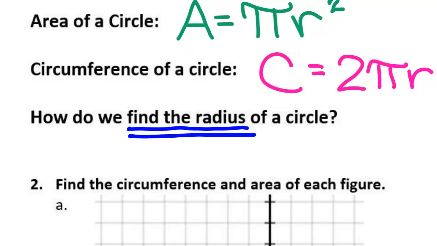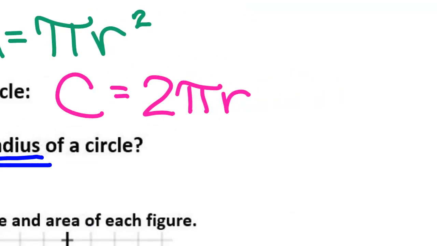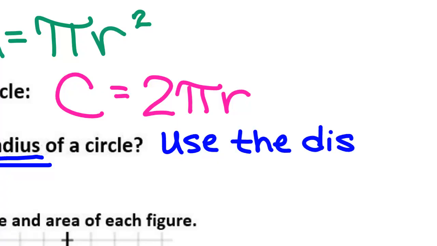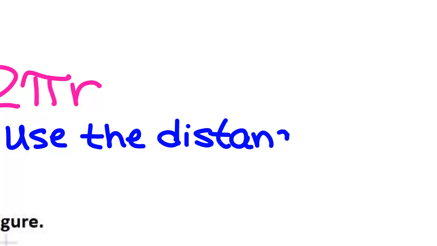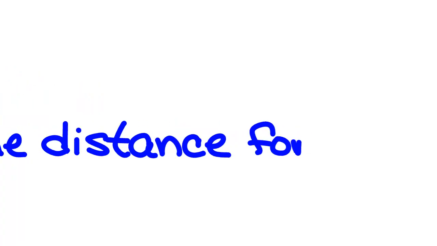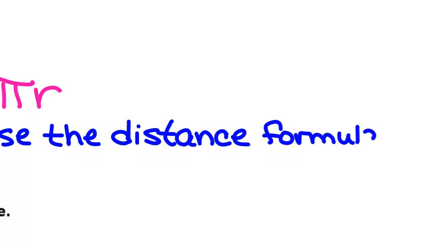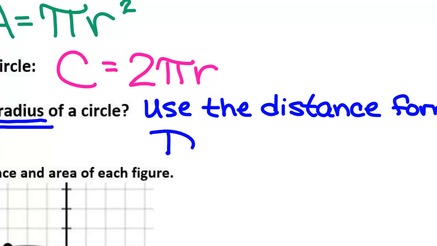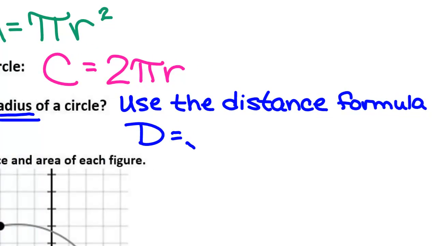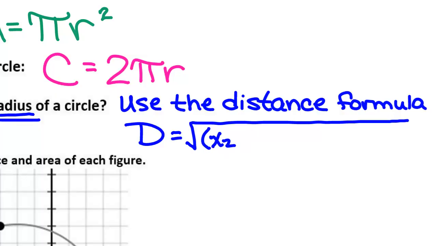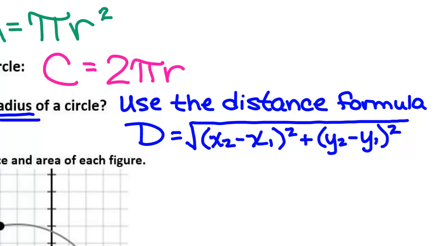And how do we find the radius? We use the distance formula. The distance formula, as a reminder, is the distance d is equal to big square root, x2 minus x1, close the parentheses and square it, plus y2 minus y1, close the parentheses and square it.